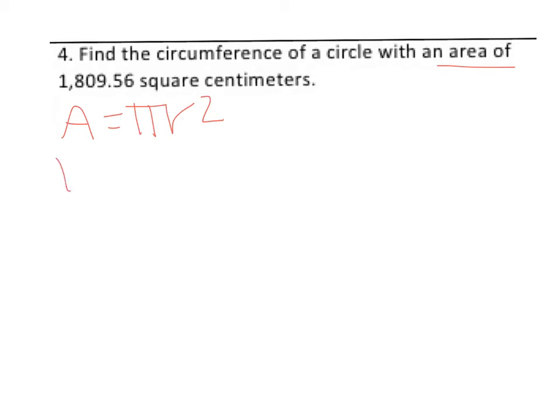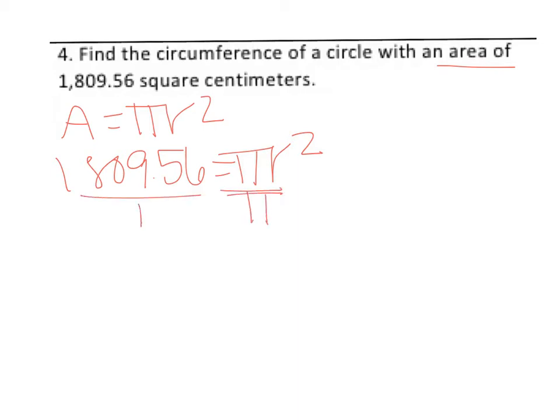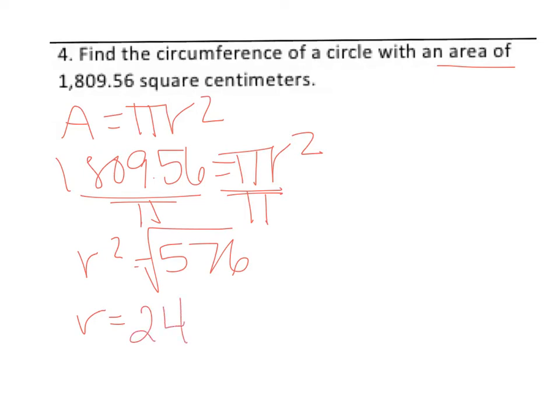We know that 1,809.56 is equal to pi r squared. We want to solve this equation for r, which means we need to divide both sides by pi. Press the pi button in your calculator when you're dividing, and we get that r squared equals 576. In order to undo a square, we're going to square root both sides, and the square root of 576 gives us the radius is 24.